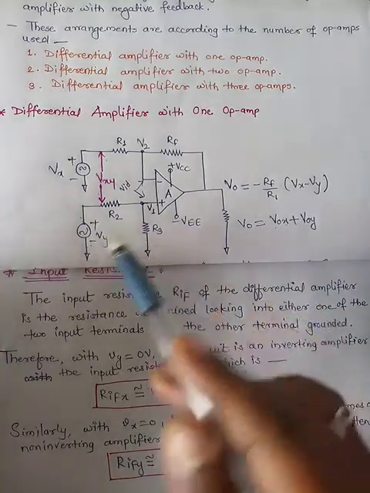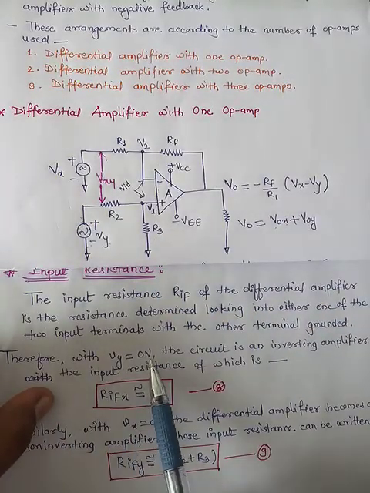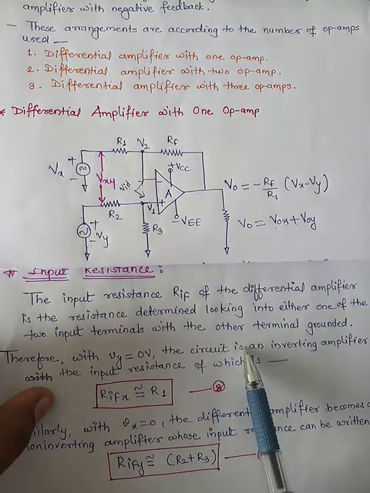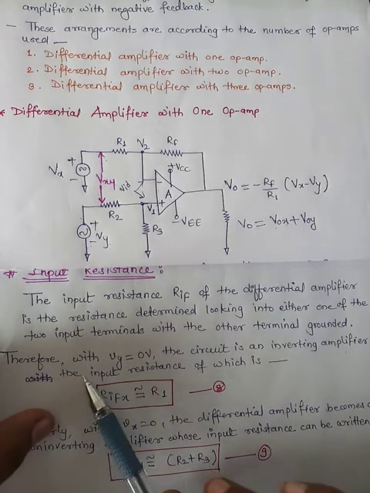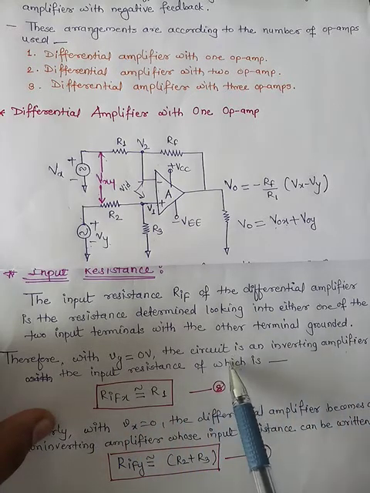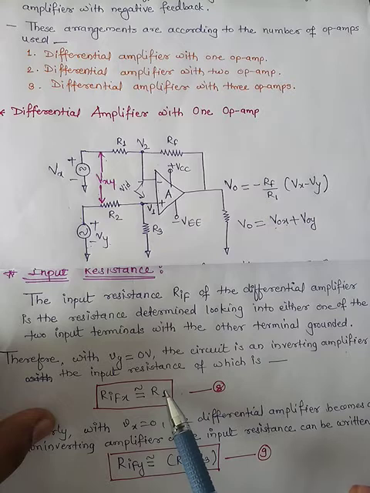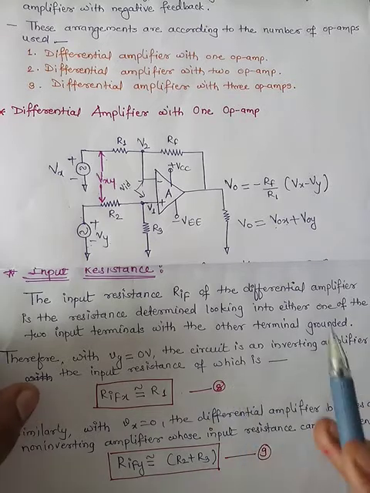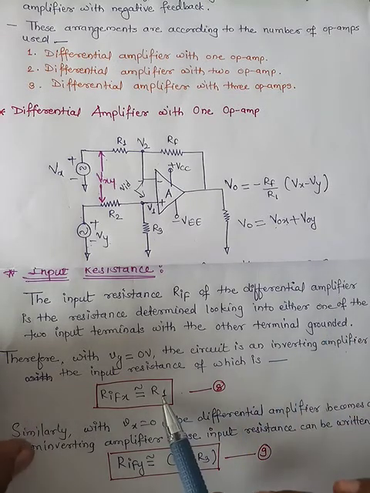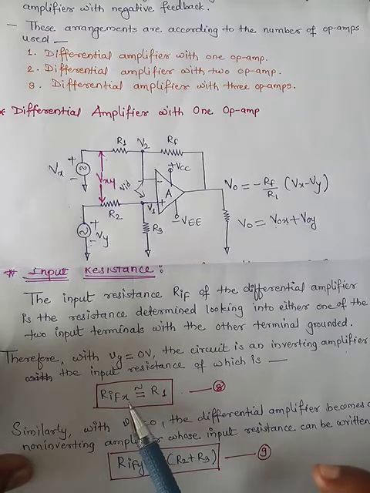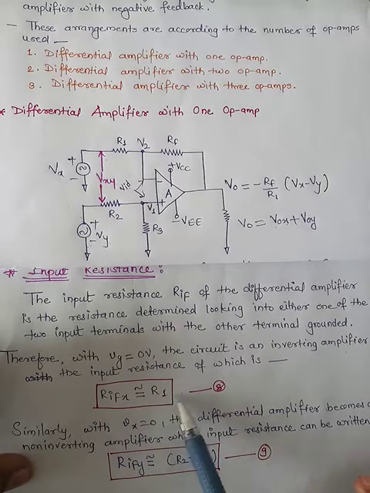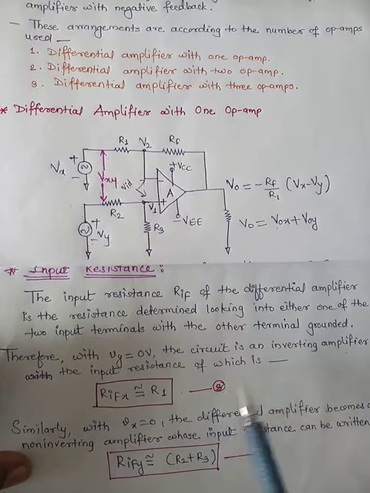So we are defining here that with Vy equal to 0, the circuit is an inverting amplifier and the input resistance of the inverting amplifier, RIFx, is approximately equal to R1. That we had already arrived at. How it comes, we also found in the previous lectures on the inverting amplifier with voltage shunt feedback. The same equation we got there: RIFx is approximately equal to R1. Note this one as equation number 8.